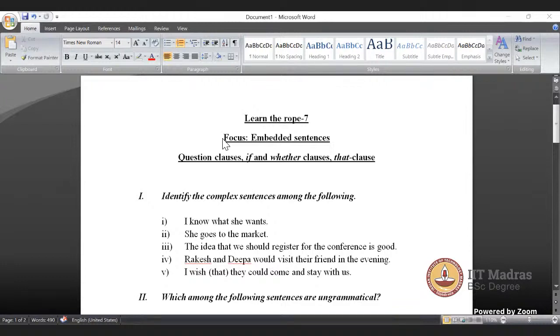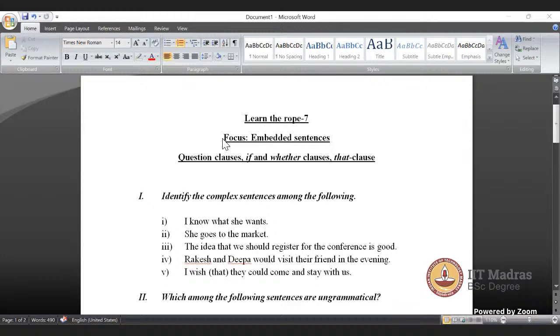But otherwise, the basic structure of the complex sentence too resembles that of the simple sentence, which is it has a subject, a verb, and an object. Okay, right. Now the second one, she goes to the market. Is that a complex sentence? No, ma'am. This is not a complex sentence. This is a simple sentence. She goes to the market, right?